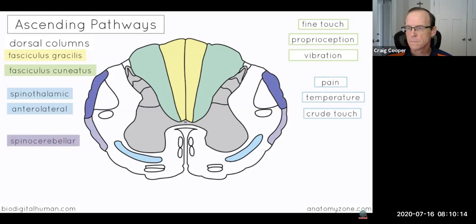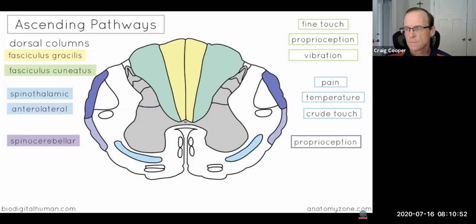So I've highlighted these both in purple and lighter purple. So you've got the dorsal and ventral spinocerebellar tracts. So these tracts relay information from muscle and joint receptors to the cerebellum, and these tracts are examples of the pathways which carry subconsciously processed information, whereas the dorsal columns, the fasciculus gracilis and the fasciculus cuneatus, and the spinothalamic tracts carry consciously processed information which is processed in the somatosensory cortex.